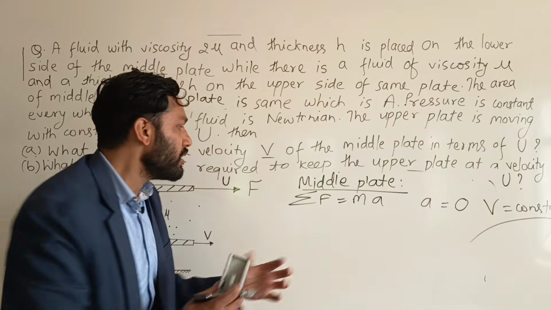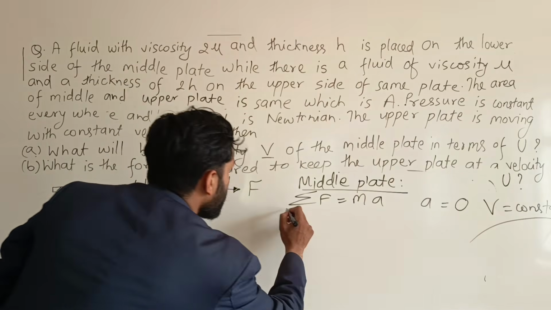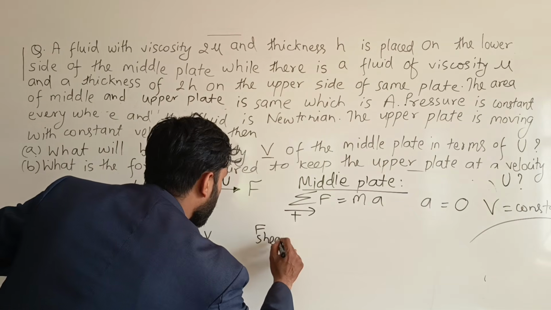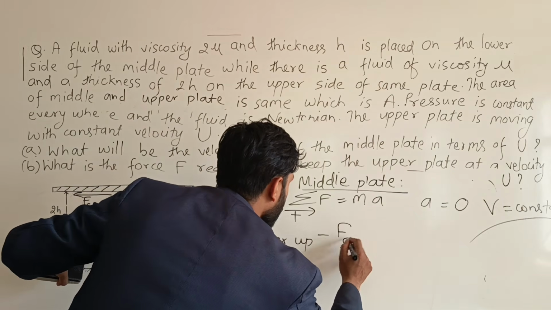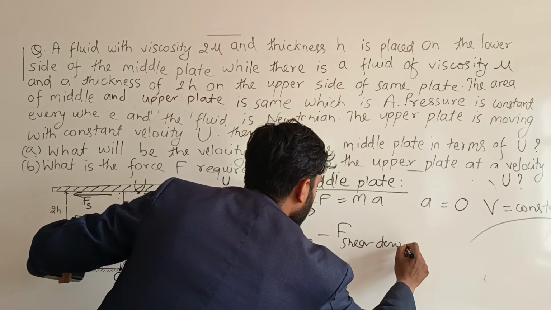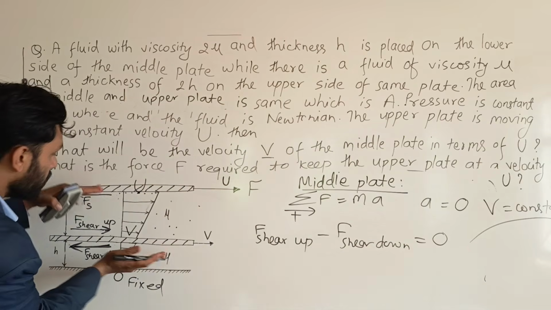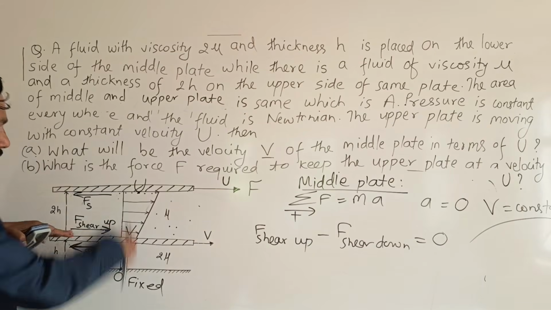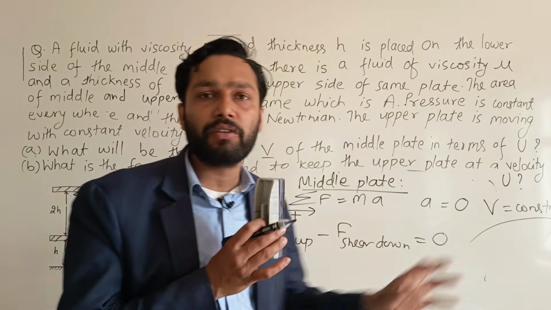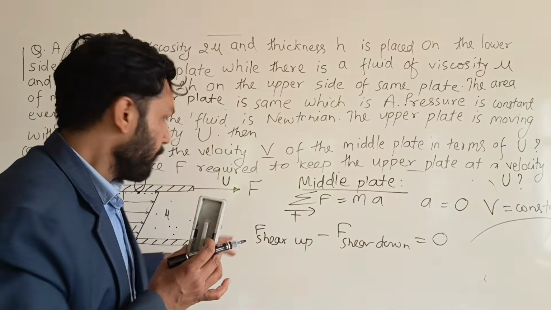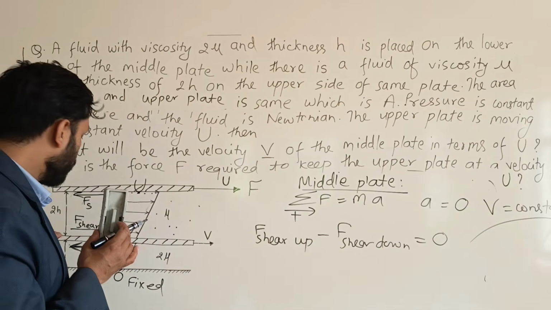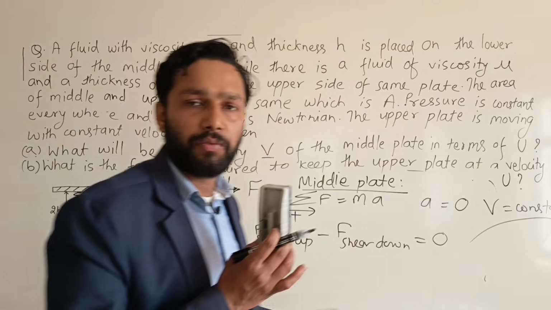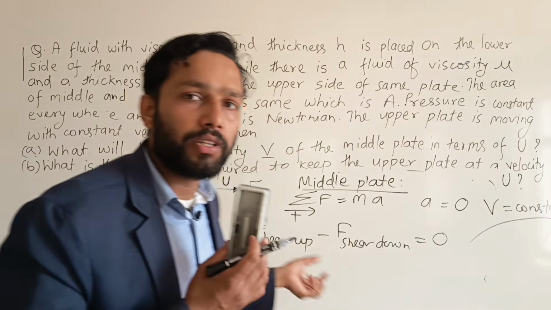Okay. So when the acceleration is 0, the force in the rightward direction you are going to say positive. Here you can say F shear up minus F shear down is equal to 0, because the control volume is the middle plate. So that's why we can do this. The weight of the plate is in the vertical direction, and we are applying the force in this horizontal direction, so we are not going to put the weight.